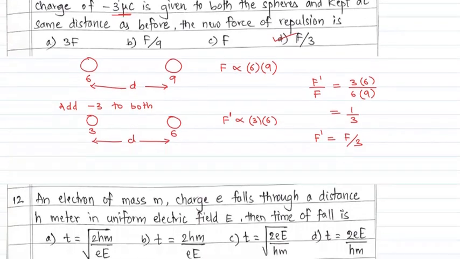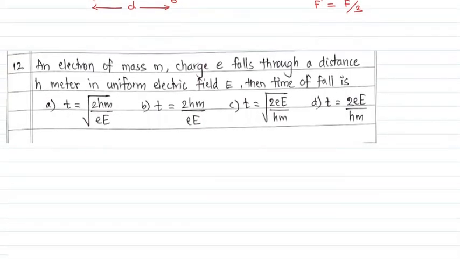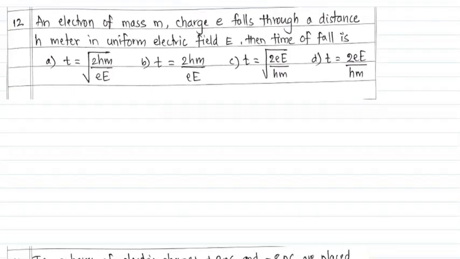12th one. An electron of mass m, charge e, falls through a distance h meters in a uniform electric field. The time of fall is asked. So distance he has given, has asked us to find the time. So second formula we will be using from motion in a straight line. S is equal to ut plus half at square. So again initial velocity is 0. So if I take S is equal to half, a is qE by m, t square.